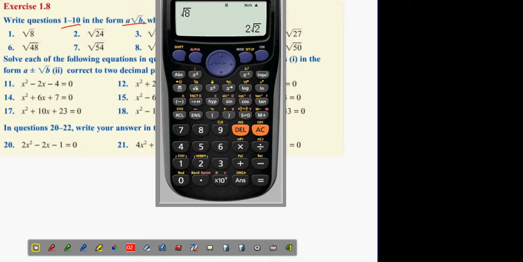If I have to do question 7, which is root 54, all I have to do is put in root 54. The answer is 3 root 6. Questions 1 to 10 are that easy.